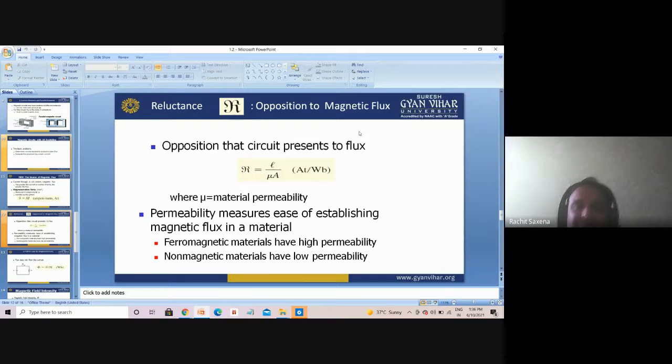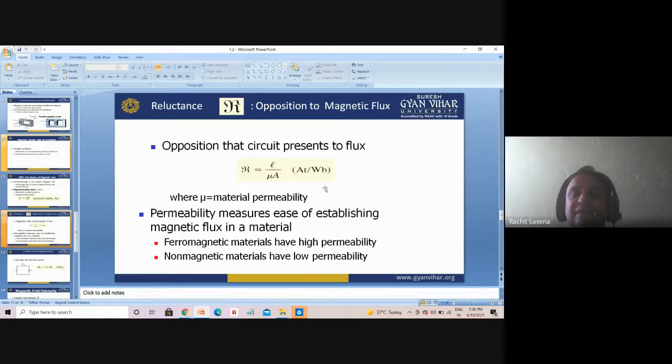Okay, so the opposition that a circuit presents to flux, we can represent by S or R. It is represented by R, equal to L by mu A, and its unit is ampere turn per Weber. Mu is basically the material permeability.